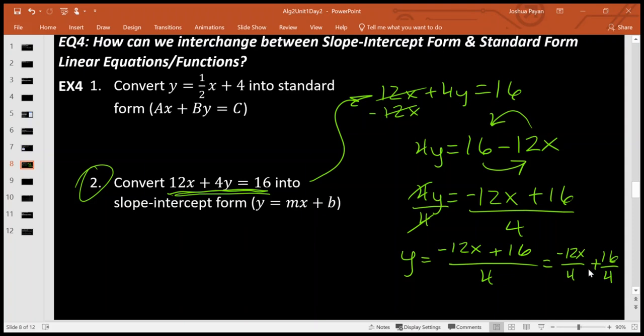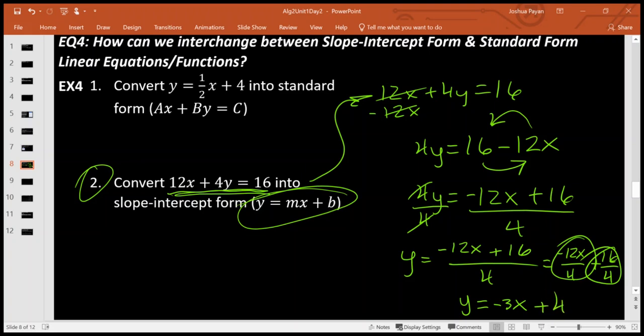And now it becomes pretty obvious how we're going to get into this format. y is equal to, well, this one here will reduce into just negative 3x, and this one here will reduce into just the plus 4. y equals mx plus b. And we're done. That does it for this video.